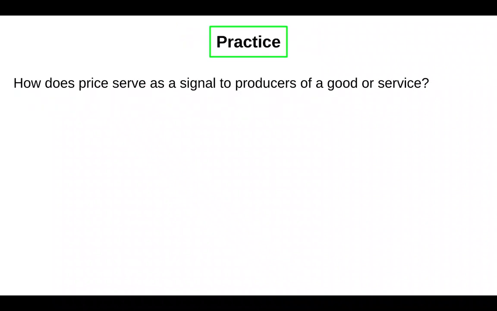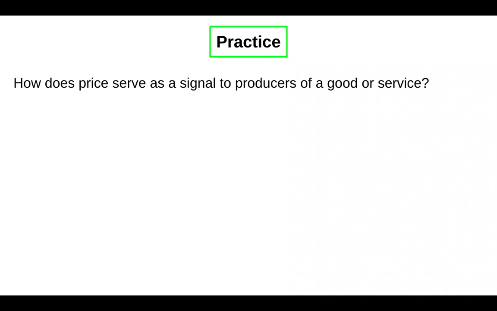So, a practice question for you, and then you can pause and see if you can figure this out, and we'll talk about it. How does price serve as a signal to producers of a good or service? So, pause the video, give it a try. We'll see what you come up with.